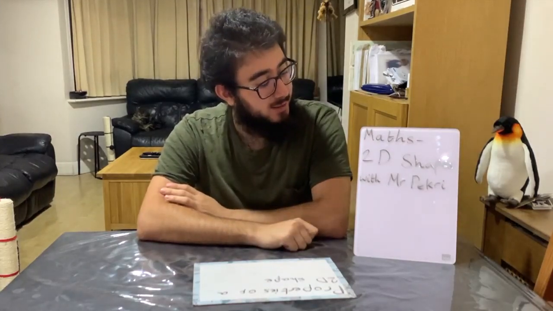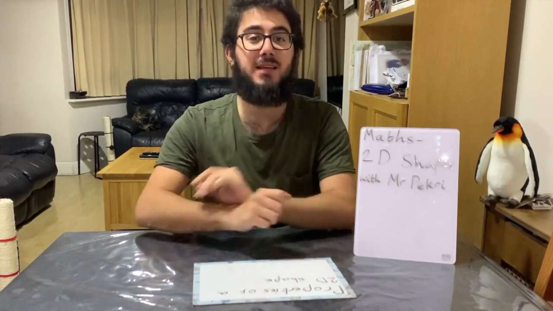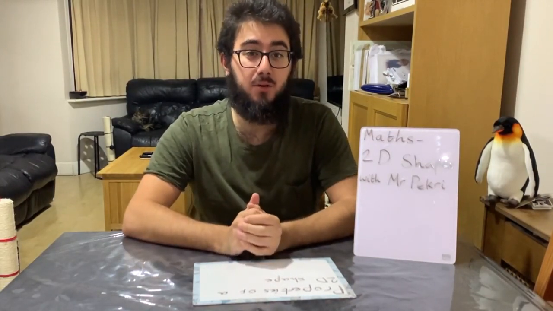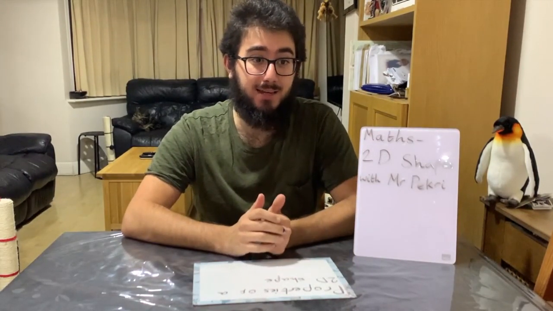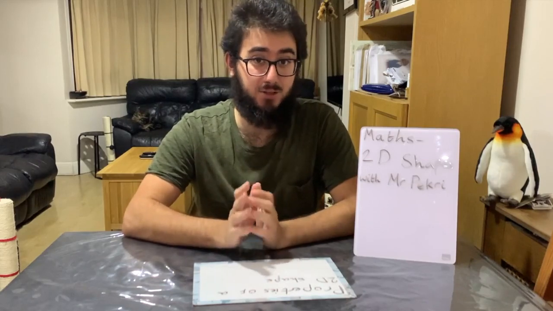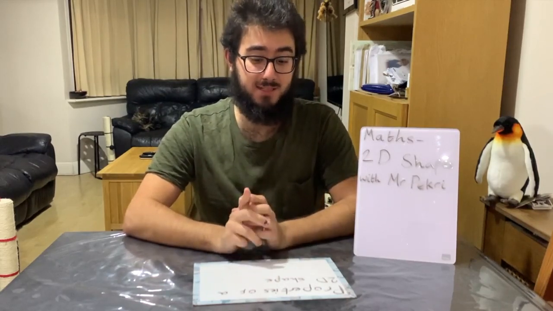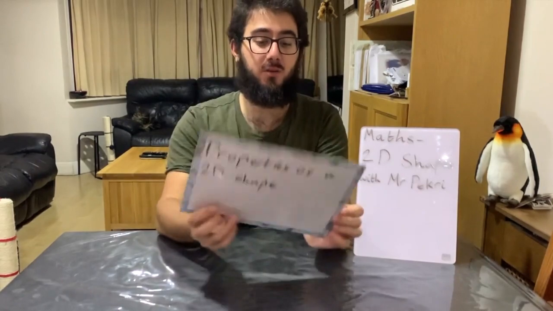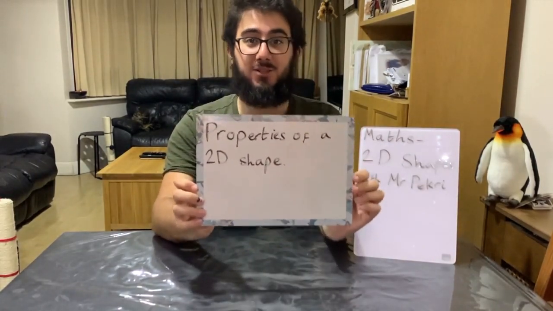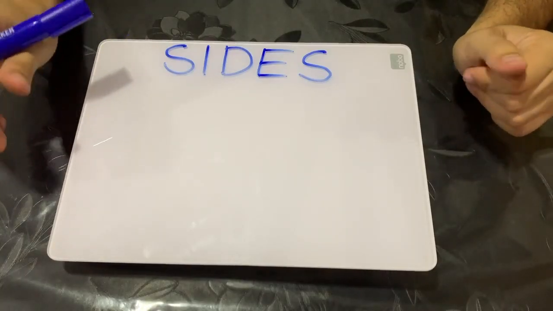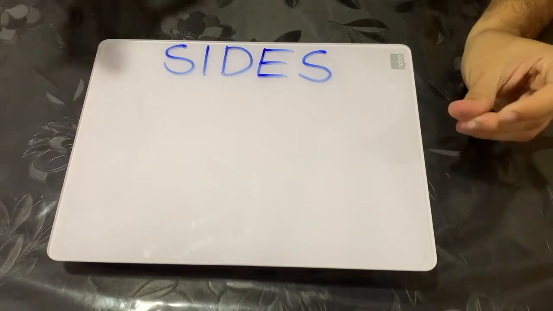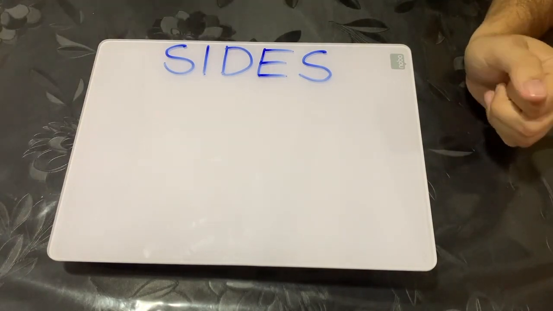Today we're going to be looking at 2D shapes, and I'm going to be going through the properties of a shape and anything else that might make each shape different. But the first thing we're going to go through are the properties of a 2D shape. The first thing we're going to look at in a 2D shape is how many sides it has.